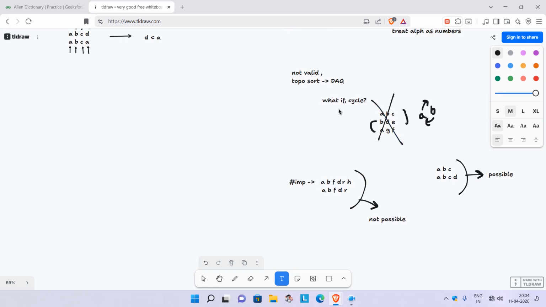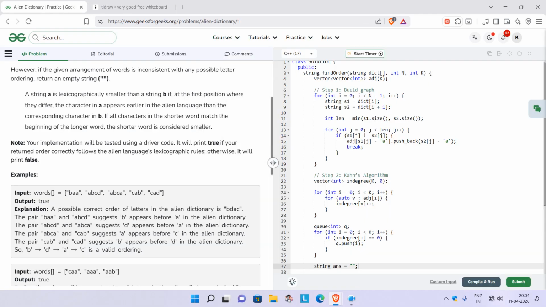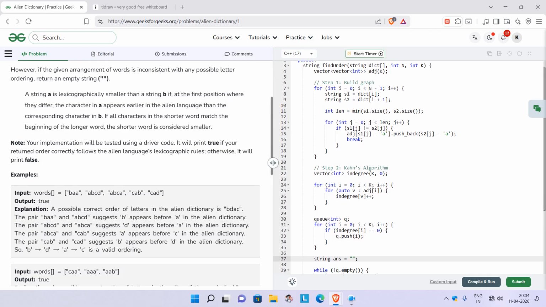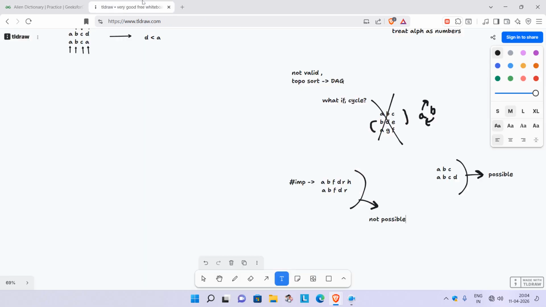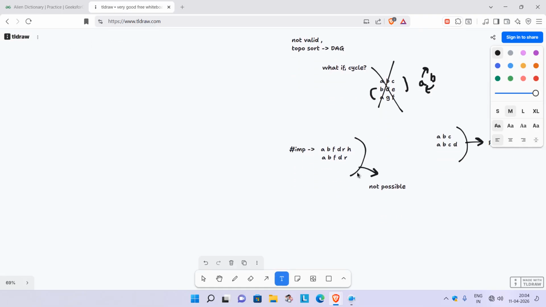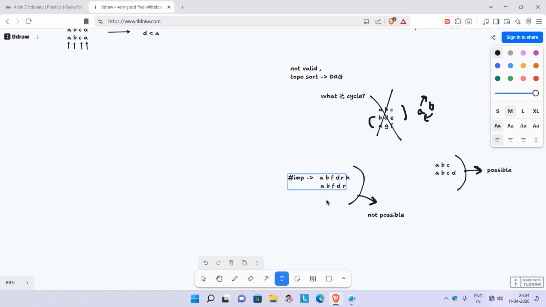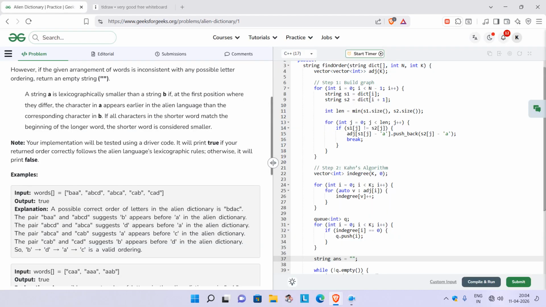And if our topo sort size, finally, is less than K, it means there is a cycle, so this is also an invalid case. Okay, so we have to make sure about these two cases there. And how to write this part is also similar.